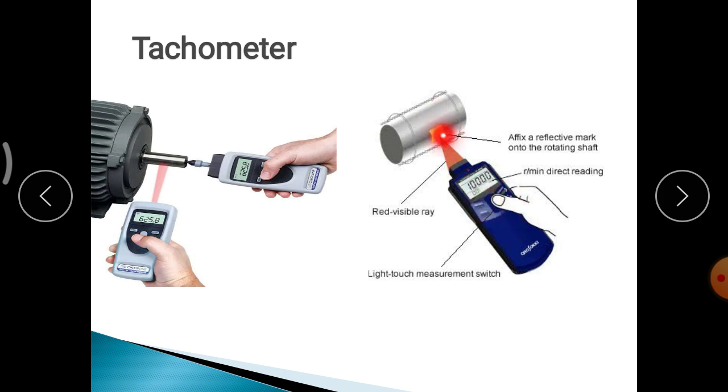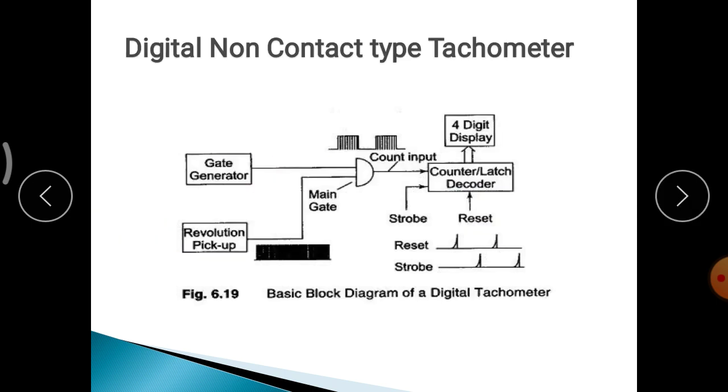So it may be any mark, it may be a chalk mark or a reflective tape mark. You have to affix it on your rotating shaft. The block diagram and explanation we'll see now.